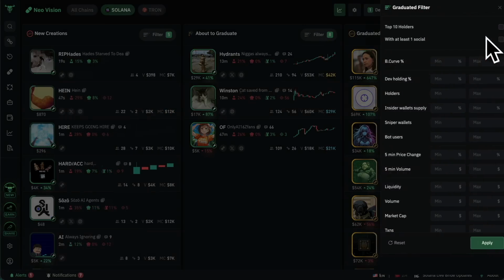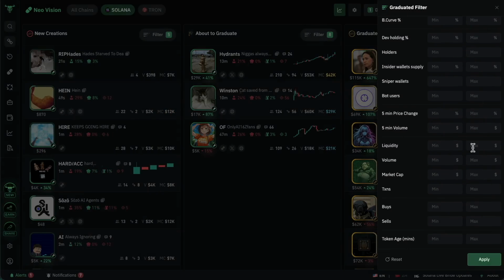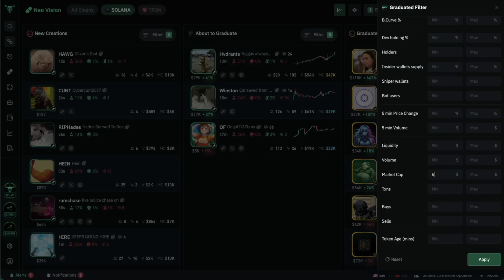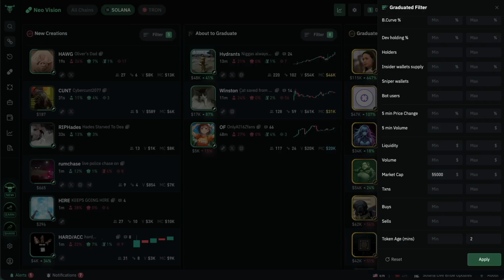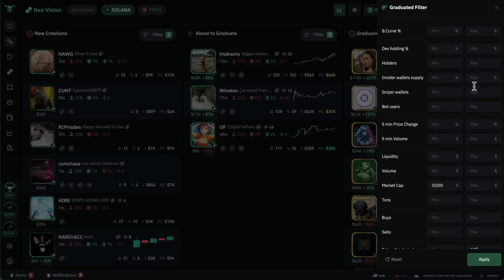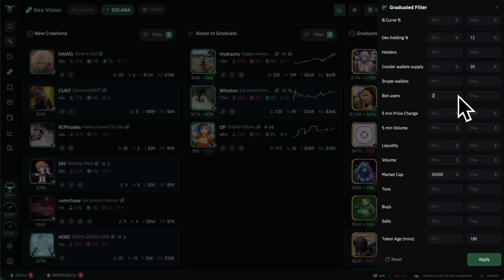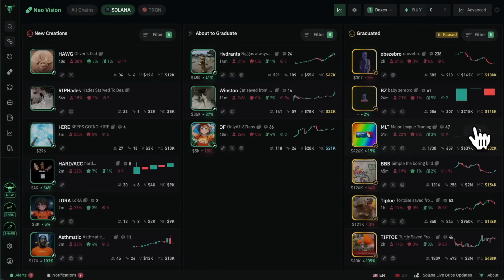And you can actually set up filters here, and we could do a lot of the same filters. But here the slight difference is what you might want to do in terms of market cap. Just put that minimum, something like 55. So you don't want anything below 55. Assume that that's already failed. Token age, nothing too old. Let's say 3 hours, so 180 minutes. Let's actually play around with this. We'll just put insider supply there, and dev holding, I don't really care about, just don't want it to be crazy high. Bot users minimum, let's say 200, because it's now graduated. Let's just go with that for now and see where we get to.